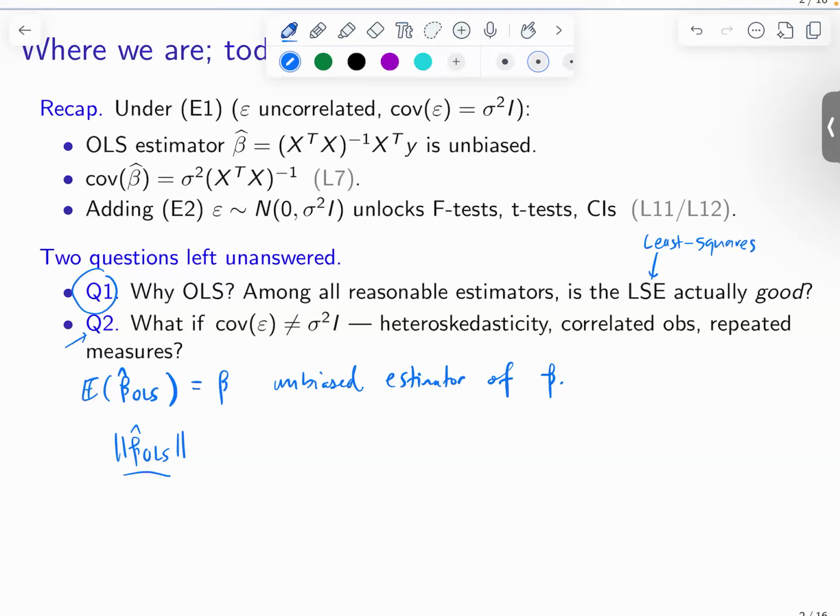So the norm of this would depend on the norm of beta. If the actual beta is large, then if you have a good estimator of beta, the norm would be large. If beta is small, it's going to be small. So the norm itself is not going to tell me whether it's good. Whether it's big or small, it doesn't measure. How do we measure the precision of the estimator?